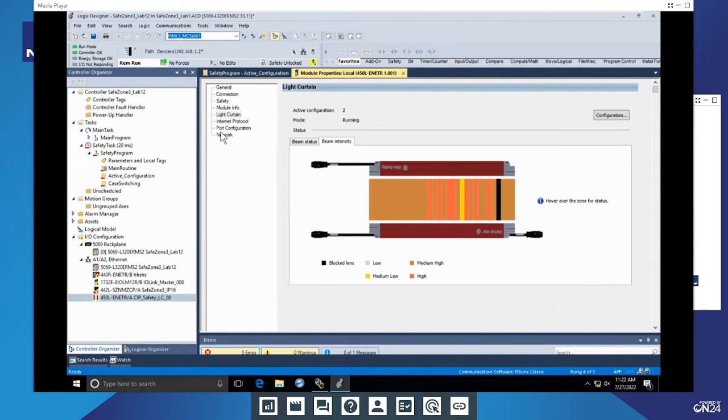Now, one thing I will go through is the architecture of this. So we've got the controller organizer. This is where we've got our controller tags, our programs, our alarms, our motion axes, and our Ethernet devices, and those on the backplane. Now, if you do notice, on our tasks, we have a safety task and a main task. Standards stipulate that we need to have safety and standard tasks separately.